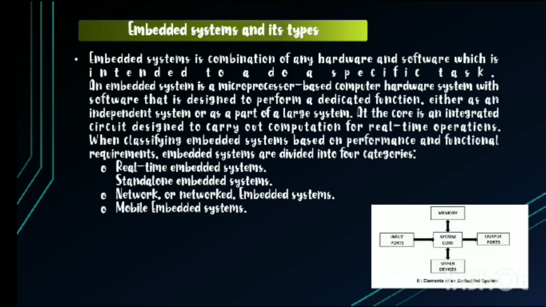The next topic is embedded systems and its types. An embedded system is a combination of hardware and software which does a specific task. There are 4 types of embedded systems: real time embedded systems, standalone embedded systems, network embedded systems, and mobile embedded systems.